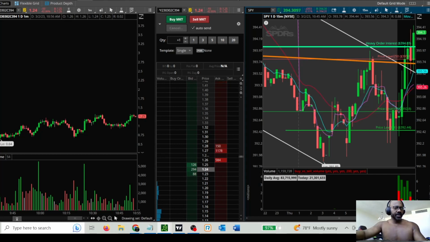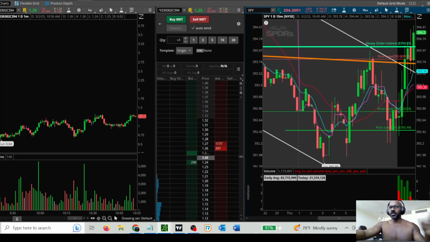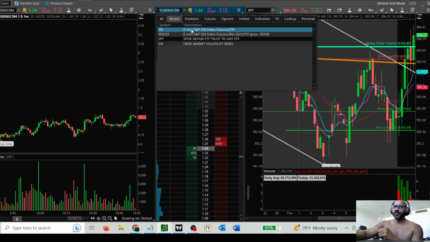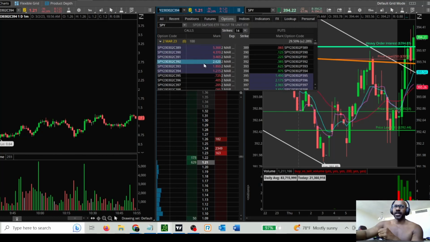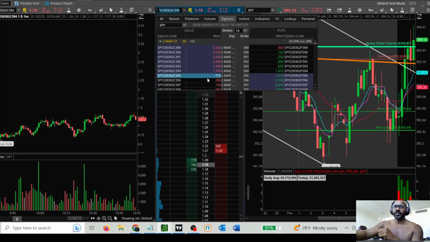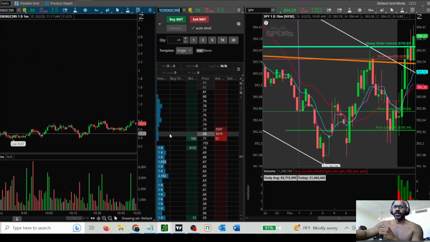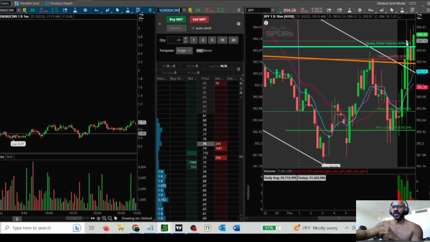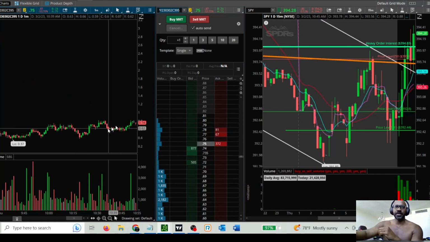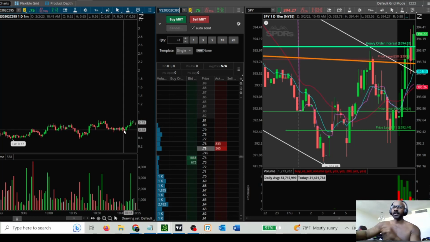Yeah, the next target is 3973, which is a pretty good ways up. So that tells me that maybe I should consider looking at a further out option. 3973 is confluent to about 395. So had I thought of that earlier, when we came back down and tested the top of this channel, I could have gotten in at $50-something.